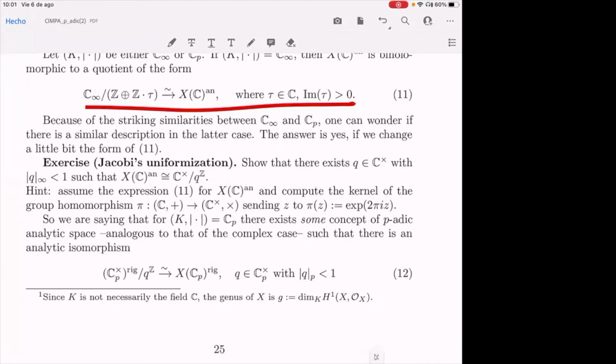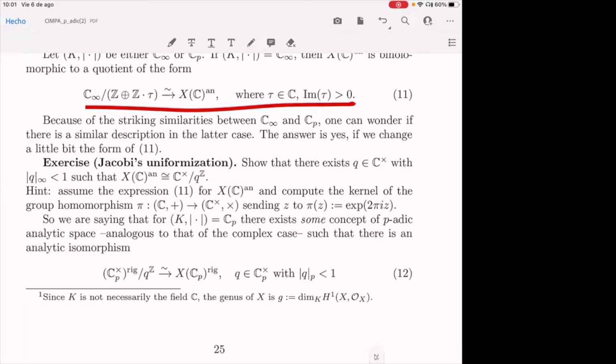So the way to do this is to use algebraic groups. There is a morphism of algebraic groups which goes from the additive to the multiplicative, and it is the exponential function. And if you assume the validity of equation 11, then this is all you need to show this different uniformization.